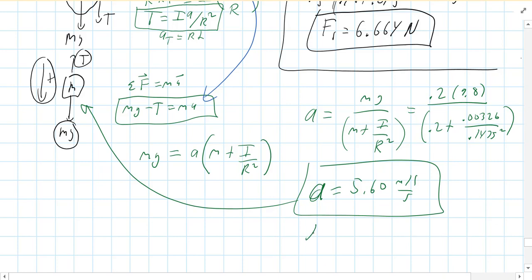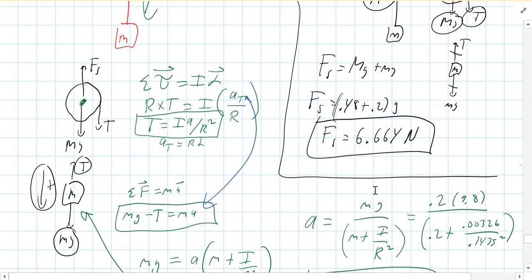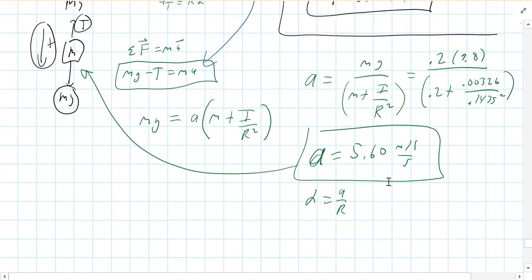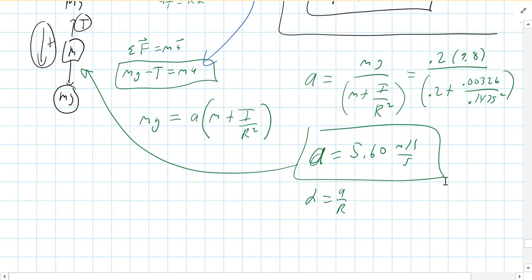You can also find alpha. Alpha would just be A over R. You would take 5.6 divided by 0.1475 and you get a number. I'm not even going to bother plugging that in. It'd be pretty easy. Oh, the tension.